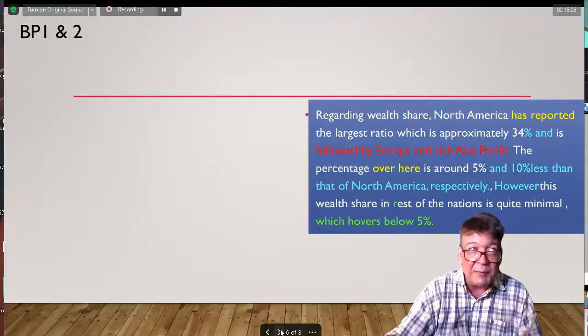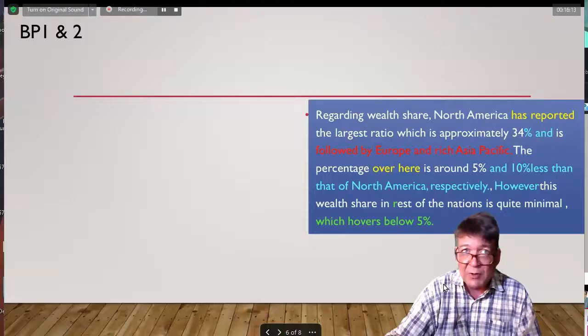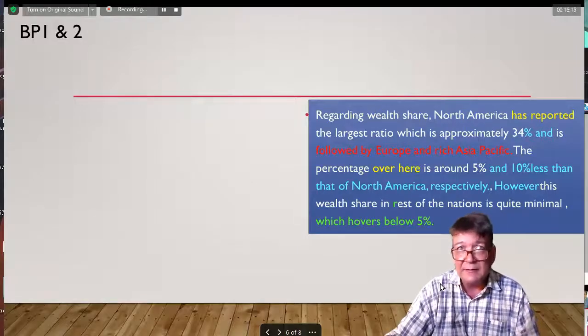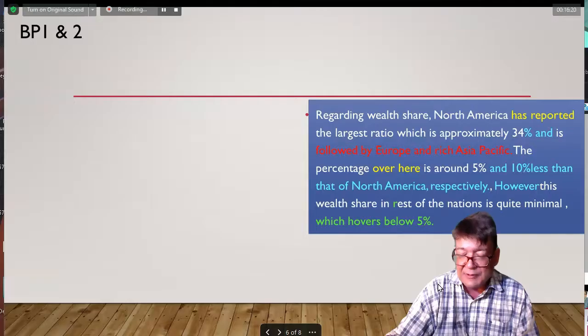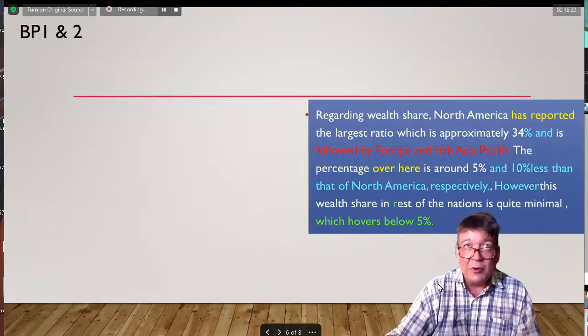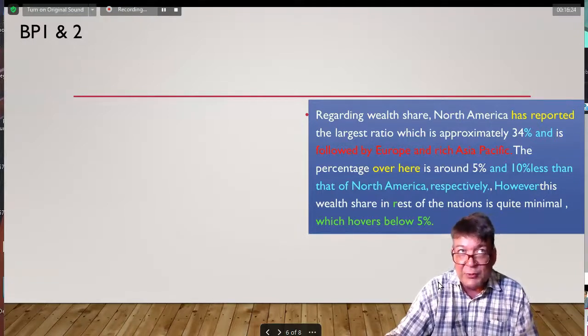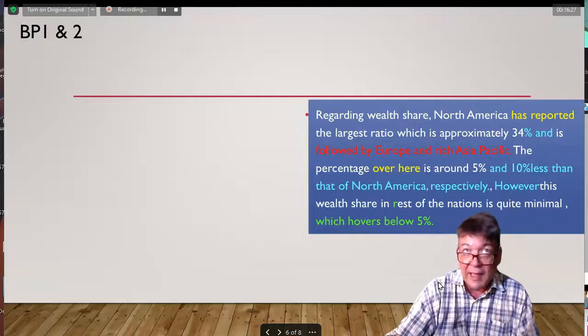Okay. All right, body paragraph 1. Regarding wealth share, North America has reported... Nope. North America didn't report anything. They're not the subject of anything in this. Instead of reported, North America is reported to have had, or we don't know any tense here, any time, but no, North America does not report. The larger, which is approximately 34%, and is followed by Europe and rich Asia Pacific.